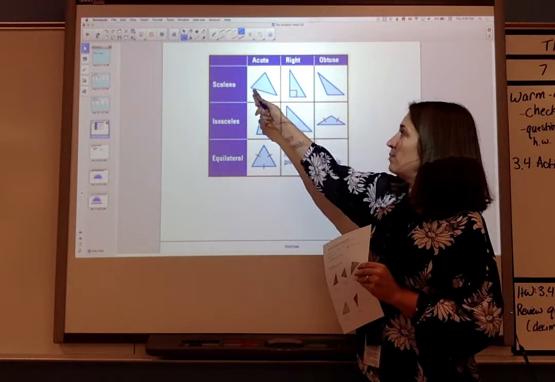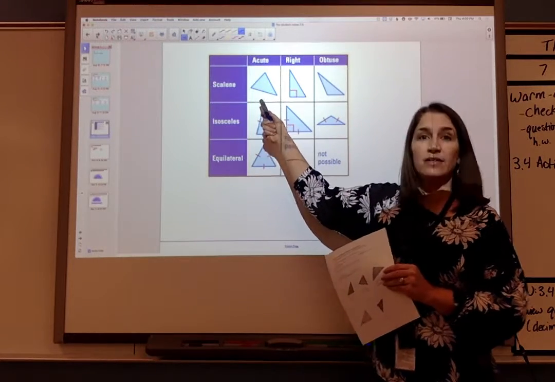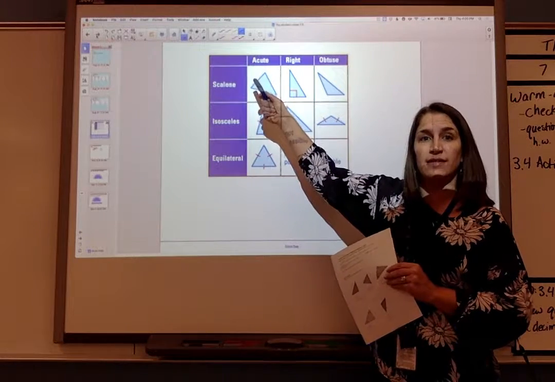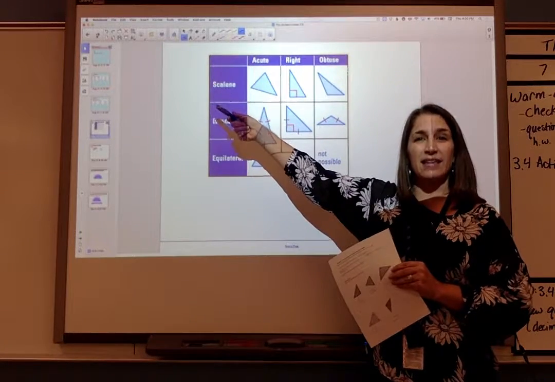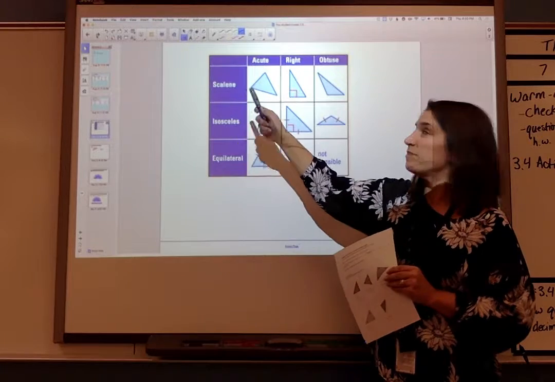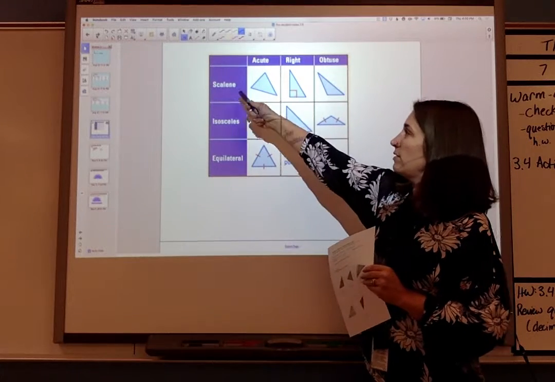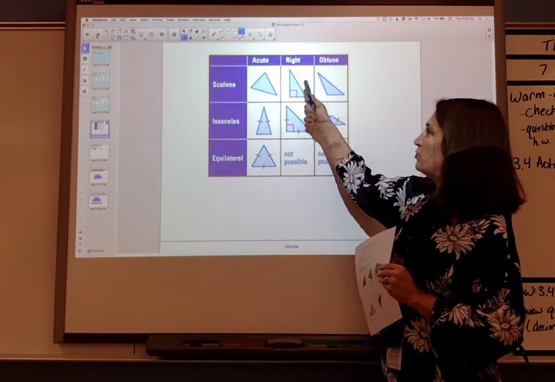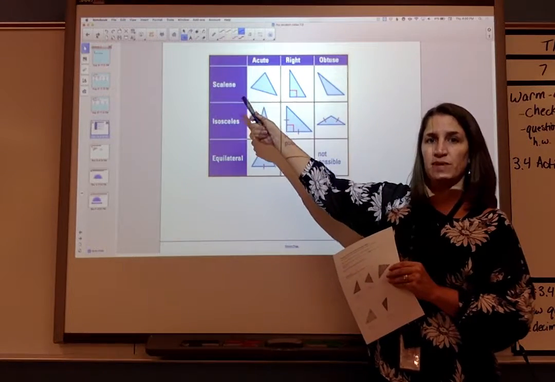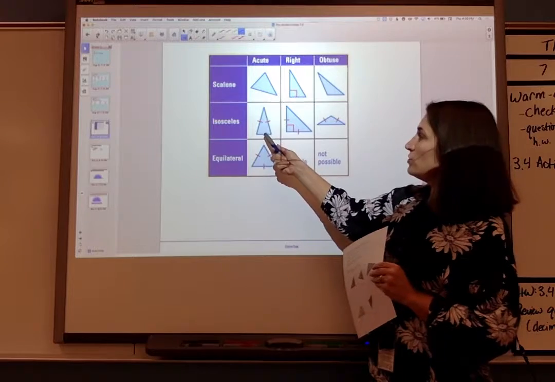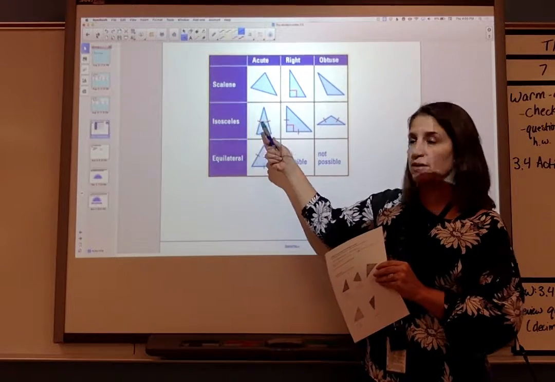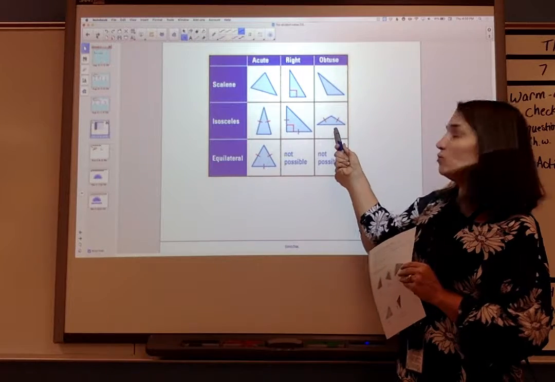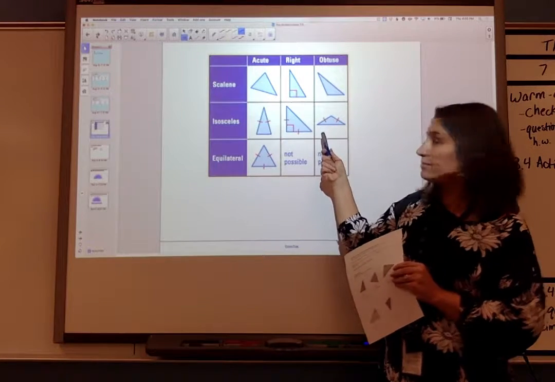So here we have an example of an acute scalene triangle. It's both acute, all of the angles are less than 90 degrees, and it's scalene. None of the sides are the same length. Here we have a right triangle that's also scalene. None of the sides are the same length. And an obtuse triangle that's scalene. Here we have an acute triangle that is isosceles. We can have a right triangle that's isosceles and an obtuse triangle that's isosceles.